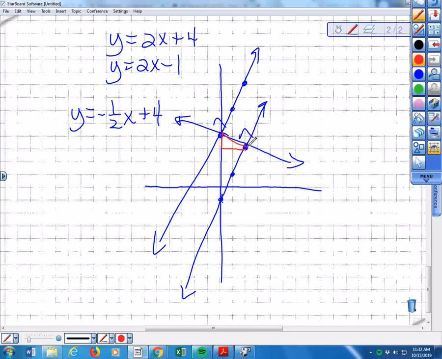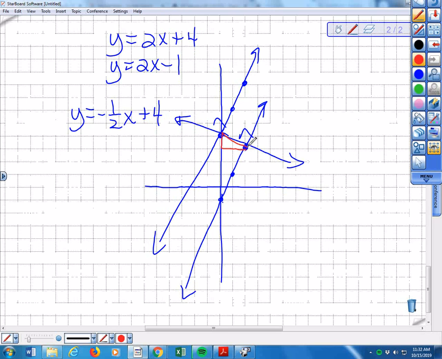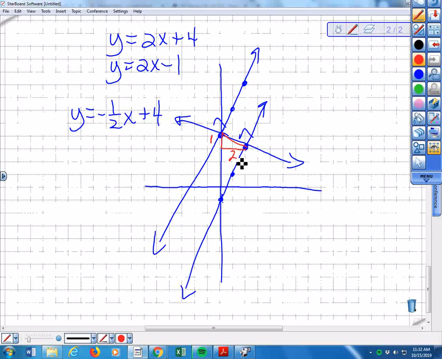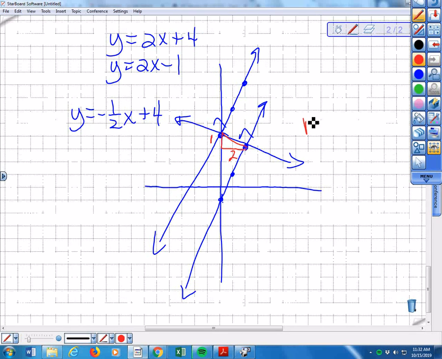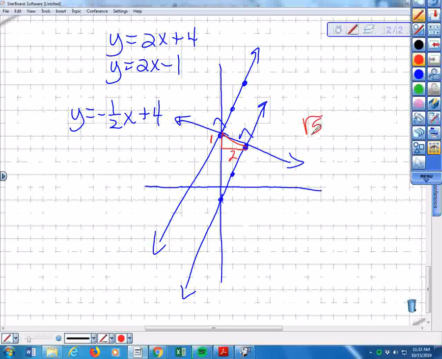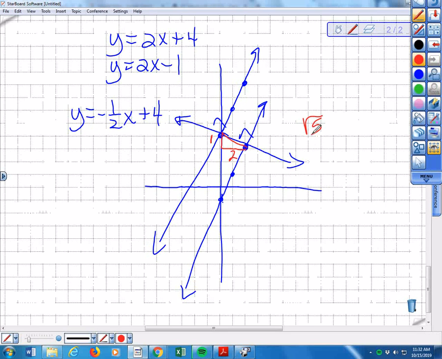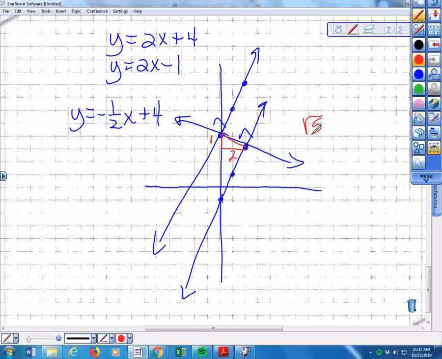I'm finding the distance. This is 1, this is 2. The distance between them is the square root of 5. Oh, I get it. And it'll be the square root of 5 no matter where I draw my line, but it's the square root of 5.